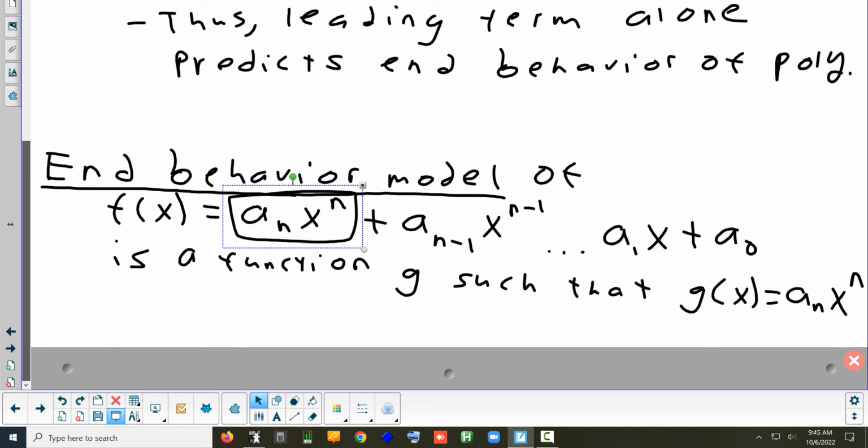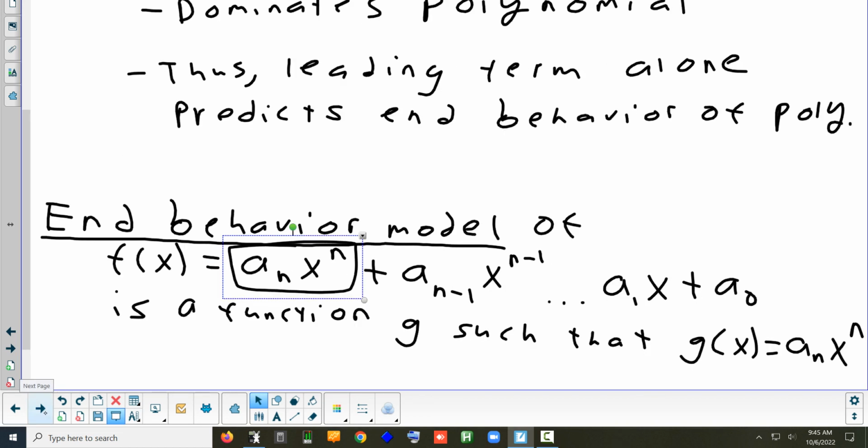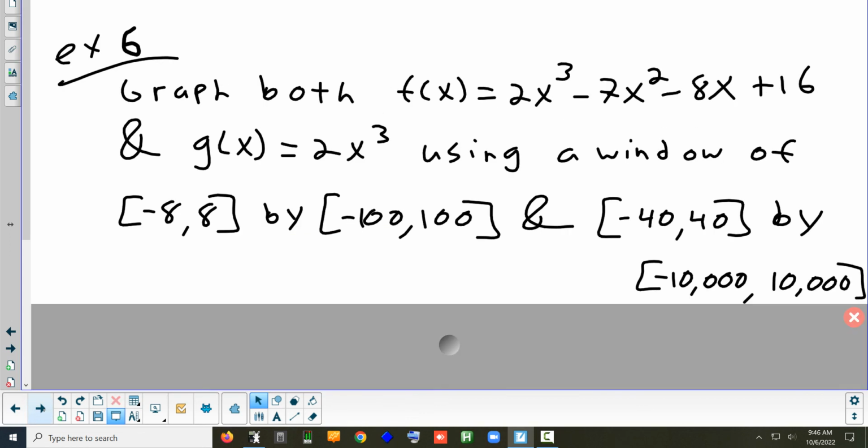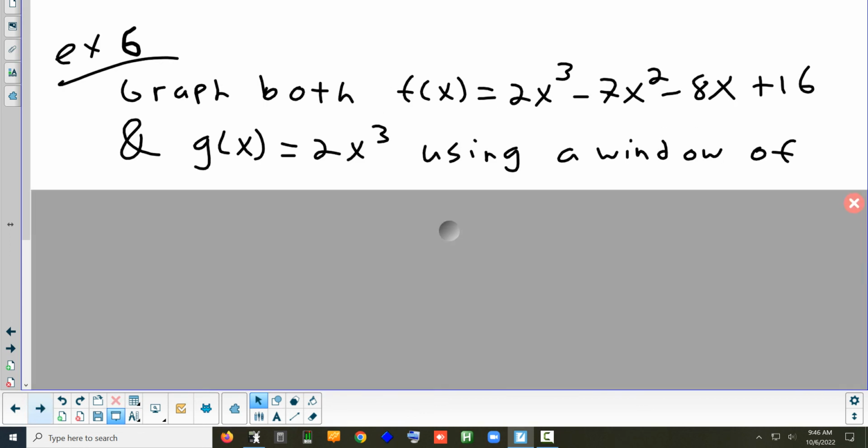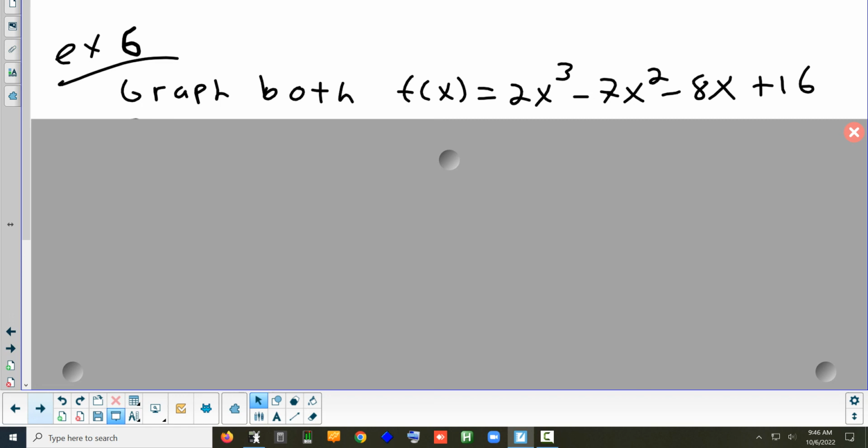Okay, let's try an example of finding an EBM. There's my polynomial. And first, could anybody tell me what the EBM would be for f of x? Yep. 2x cubed. That's the EBM.